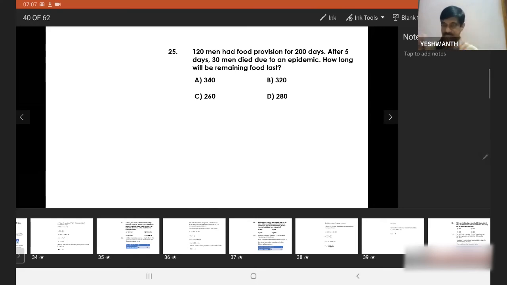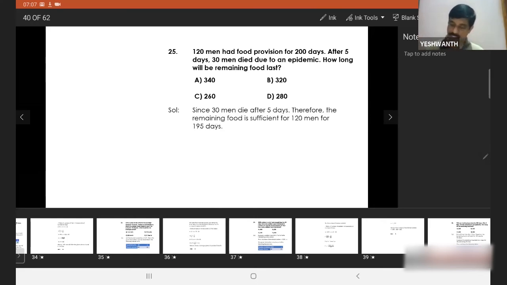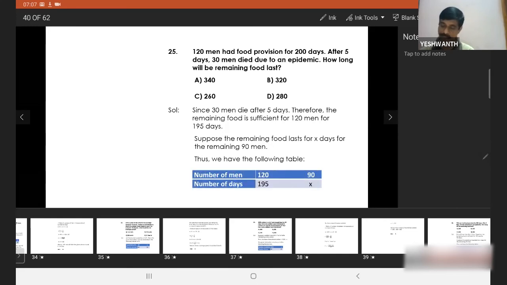Look at the arrangement, children. First, what we are doing. See, 30 men died after 5 days. This is very important. So for 120 men, food will last for 195 days. Why are we talking about 195 here? Out of 200 days, 5 days are gone. So how many days are left over?